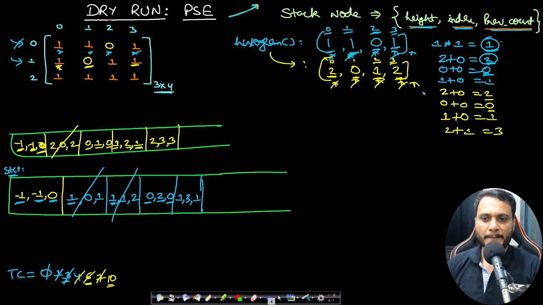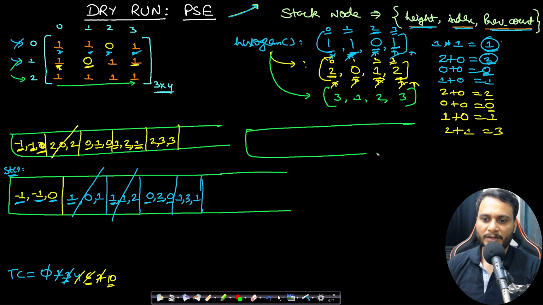Once you are done, then again we will be going to the next row and we will have to update the histogram. So let's update it. So we have all ones here. You can just add up the values 3, 1, 2, 3. That's it. And let's reinitialize the stack. So we have reinitialized the stack with values -1, -1, 0. Now let's process for 0, 1, 2, 3.